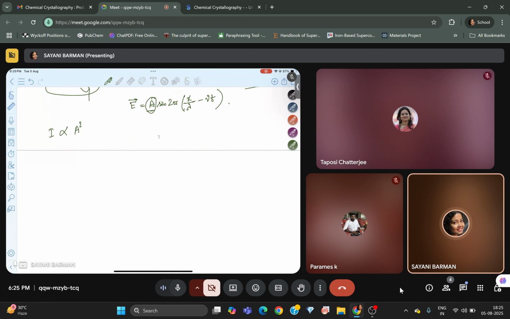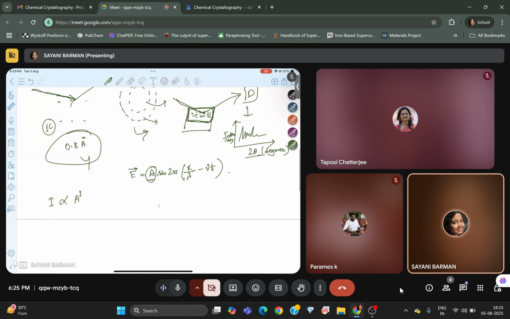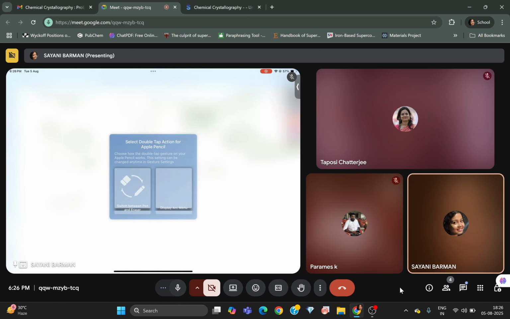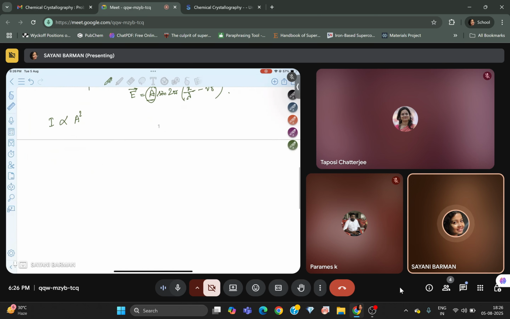So the intensity is basically measured by counting the number of photons incident on a detector. This detector counts the number of photons which have fallen on your sample, or you can also measure intensity by the blackening of a photographic film, though we don't use it in normal powder XRD, but that's also possible.